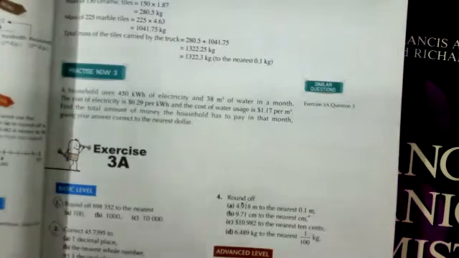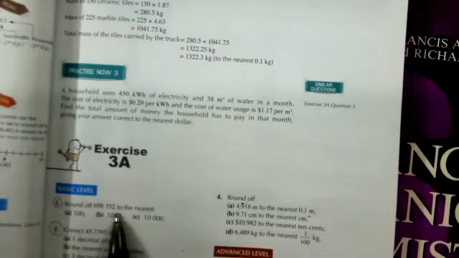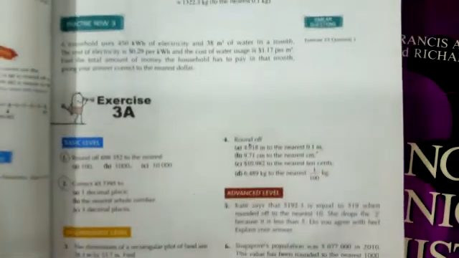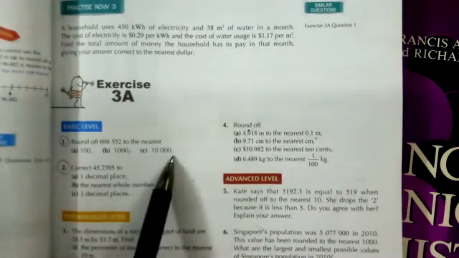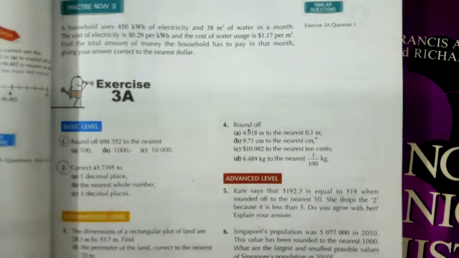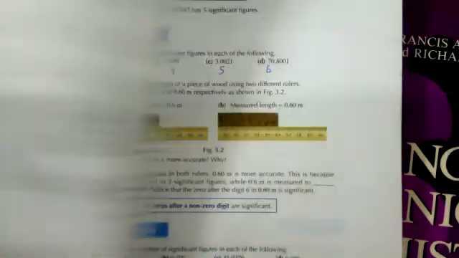3A. I think we have done this. We have done exercise 3. It's the same thing. Round off 698,352 to the nearest 100, 1,000, 10,000. Same thing. Okay, we have done all of this. Let's move on to the next.